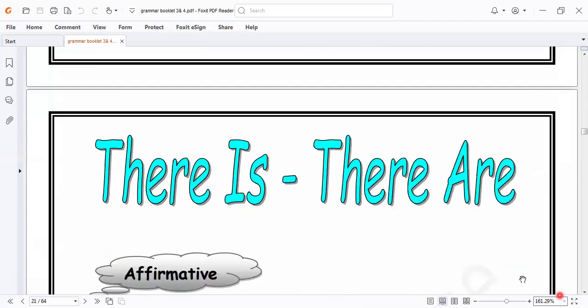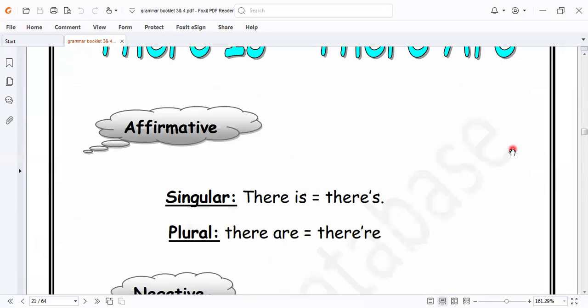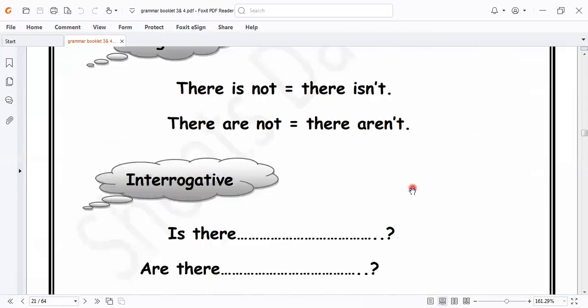Here we use there is and there are. There is with a singular statement, and there are with a plural statement, and this is called abbreviation. We abbreviate is like this, and abbreviate are like this. Okay, and aren't is as it is.